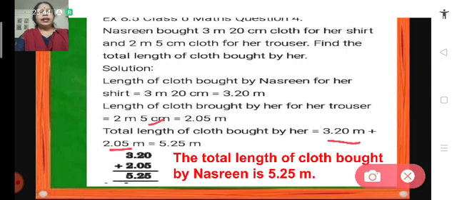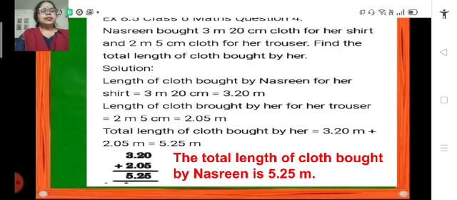So we can add them by writing them in columns. In the rough also you can do it, or you can show it here. So 0 plus 5 becomes 5 and 2 plus 0 becomes 2. Then we put the decimal point and move on to the ones place. 3 plus 2 becomes 5. So the total length of cloth bought by Nasreen is 5.25 meters.